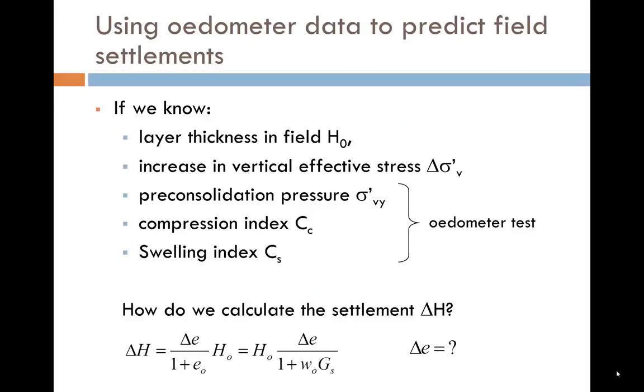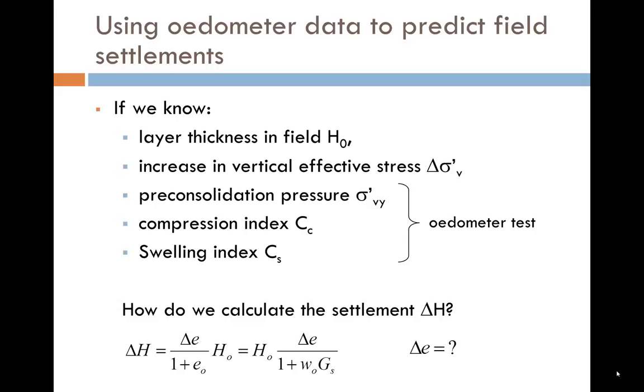The main goal of this section is to calculate the soil settlement corresponding to a change in vertical effective stress. If we know the layer thickness in the field H0, the increase in vertical effective stress delta sigma-V, it might be from an embankment for example, the pre-consolidation pressure sigma-Vy, the compression index Cc, and the swelling index Cs, how do we calculate the settlement delta H?